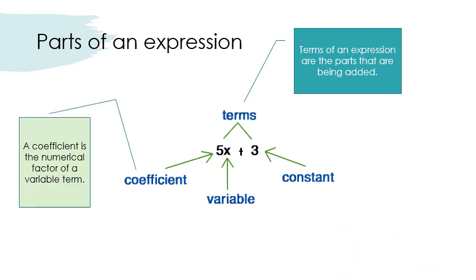A coefficient is a numerical factor of a variable term. So it is the value that you're multiplying your variable by. In this case, 5 is the coefficient, x is the variable, and 3 is a constant because that value will not change no matter what the value is for x.